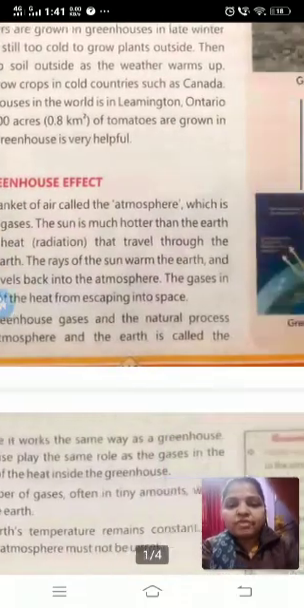Now the greenhouse effect. What is the greenhouse effect? The earth is wrapped in a blanket of air called the atmosphere, which is made up of several layers of gases. The sun is much hotter than the earth, and it gives off rays of heat that travel through the atmosphere and reach the earth. The rays of the sun warm the earth, and heat from the earth then travels back into the atmosphere. The gases in the atmosphere stop some of the heat from escaping into space. It remains on the earth.